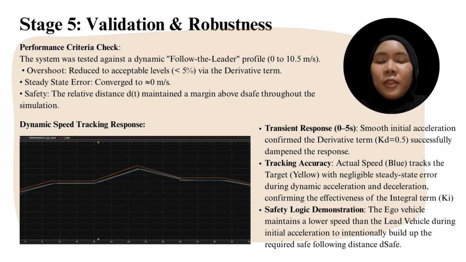The actual NEV response, which is the blue line, tracks the ACC generated target, which is the yellow line, with exceptional accuracy. This confirms our integral gain, Ki equals 0.05, successfully eliminated the steady state error. The initial acceleration, which is 0 to 5 seconds, is smooth. Then, the overshoot was reduced to an acceptable level of less than 5%, validating the effectiveness of our derivative term, which is Kd equals 0.5, in ensuring passenger comfort during rapid speed changes.